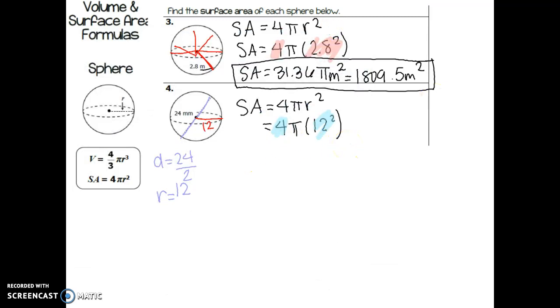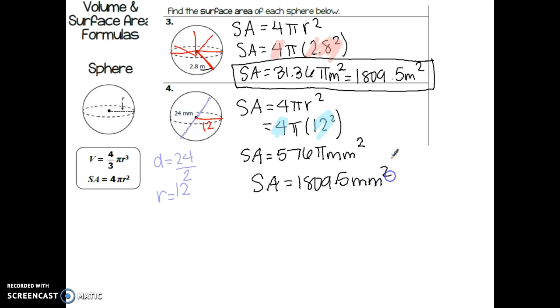So SA here will be 576 pi millimeters squared, or the other answer would actually be, oh, I wrote down the wrong answer. This is what you get. And then this answer here, I glanced at the wrong one. This ends up being 98.5 meters squared. So my bad on that.